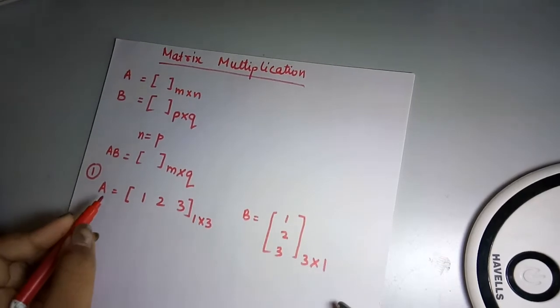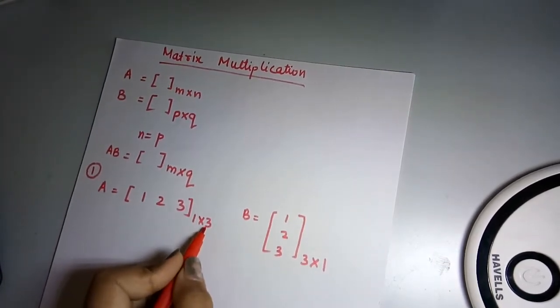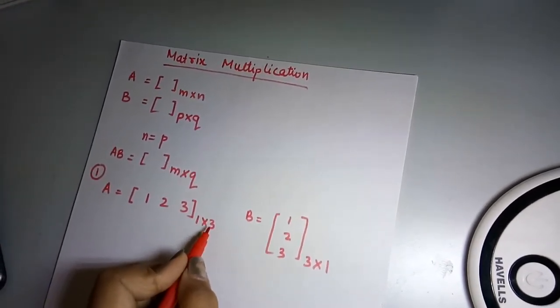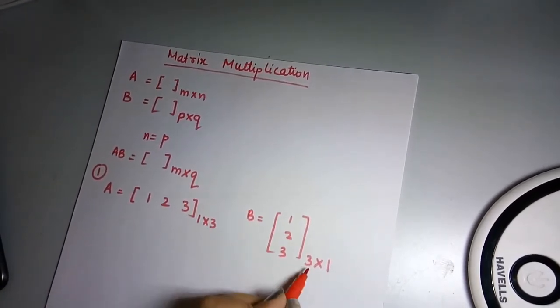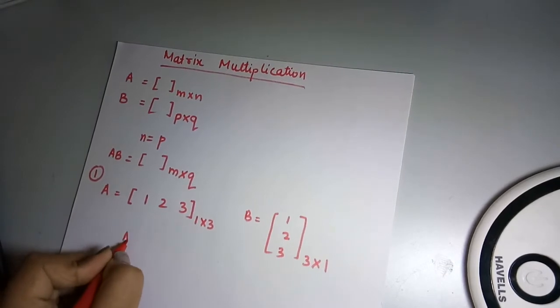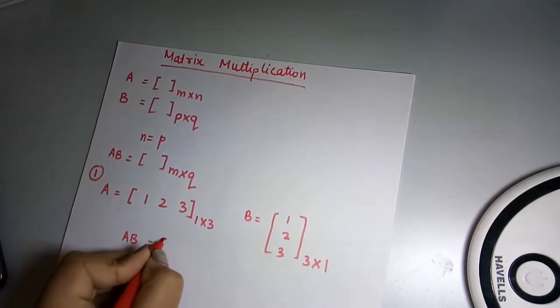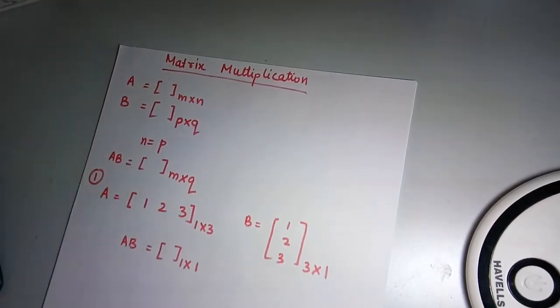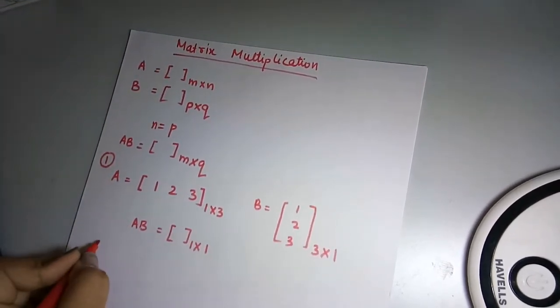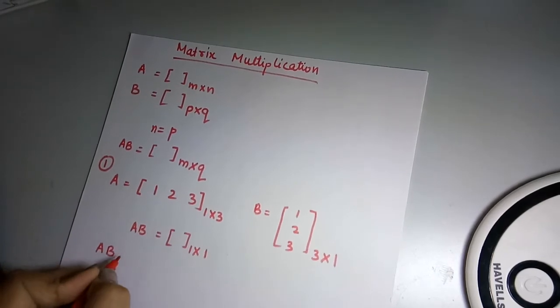Okay. So the first basic condition, that the number of columns of the first matrix should be equal to the number of rows of the second matrix, is met, and the resultant matrix that we'll obtain will be of the order 1 cross 1, as mentioned above. Now I'll show you how to multiply these two matrices.